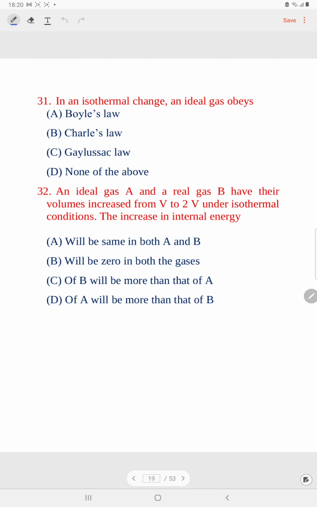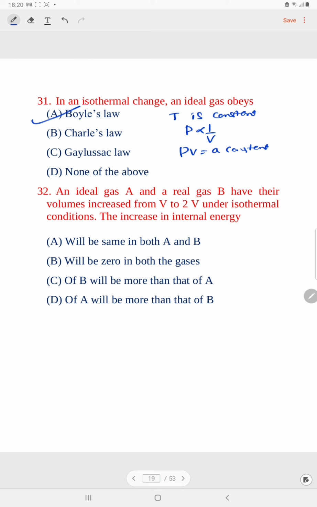Next, in an isothermal change, an ideal gas obeys. See, isothermal change means temperature is constant. If temperature is constant, we write pressure is inversely proportional to volume. That means PV is equal to a constant. So that means it obeys Boyle's law.